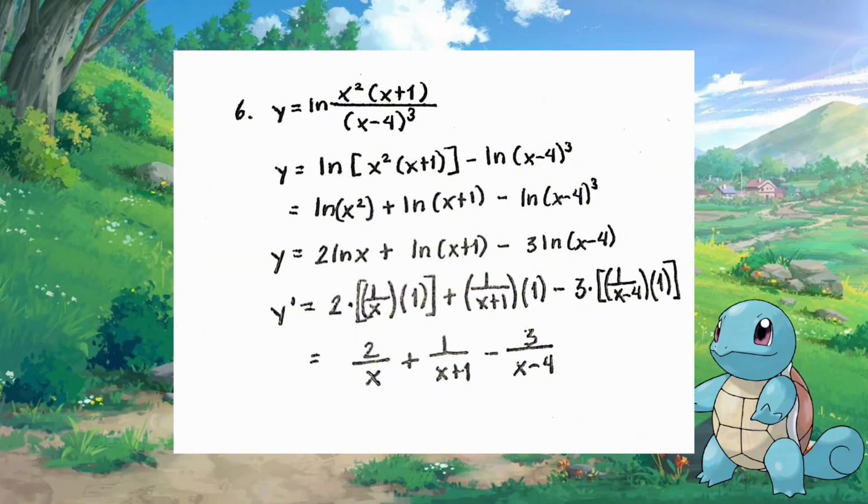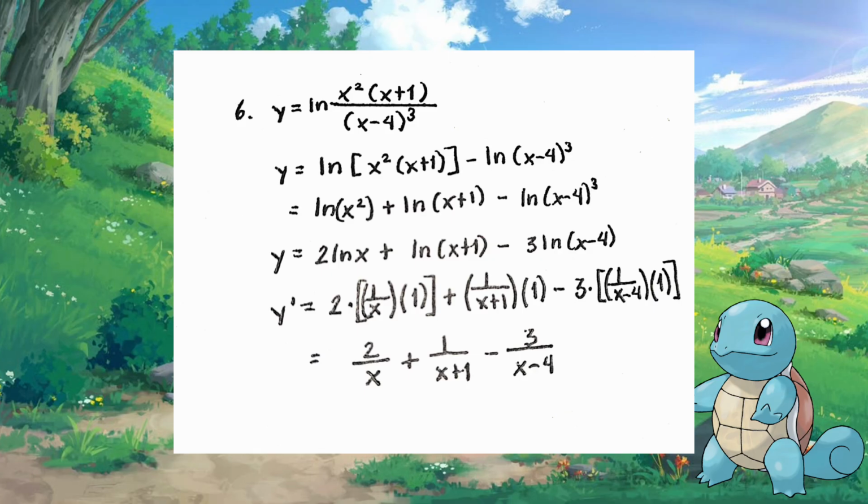So now that it is simplified, we can now get the derivative of each term separately. So we are going to apply the formula for the natural logarithm, which is 1 over u multiplied by the derivative of u with respect to x. So we'll have 2 multiplied by the quantity 1 over x times 1 plus 1 over x plus 1 times 1 minus 3 times the quantity 1 over x minus 4 times 1.